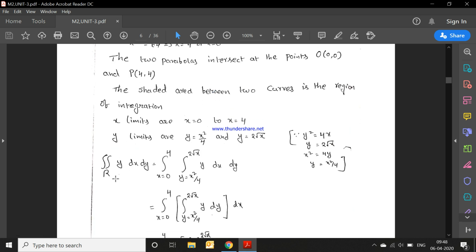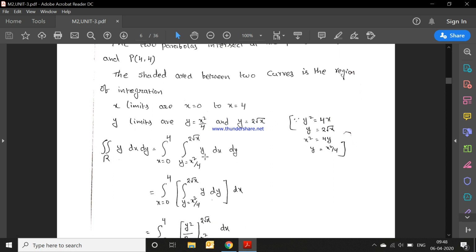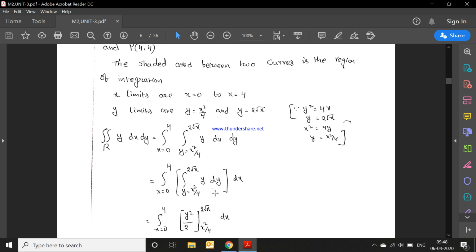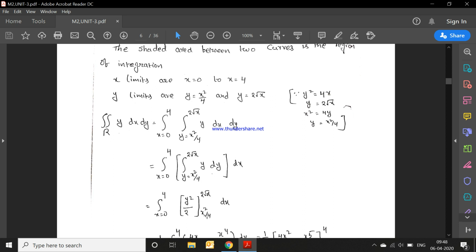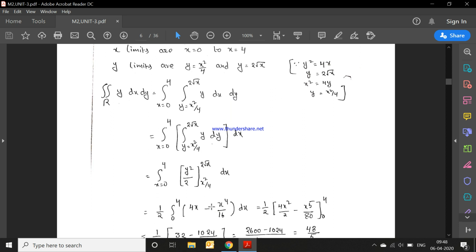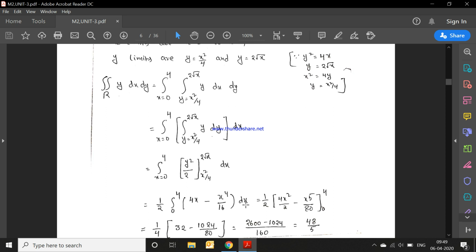So now the double integral over R of y dx dy is written as x is equal to 0 to 4, y is equal to x square by 4 to 2 root x, y dx dy. But we should integrate with respect to y first because the y limits are x square by 4 to 2 root x. So the y integration is y square by 2. Substitute the limits, and here 1 by 2 is a constant outside. For y square, the upper limit 2 root x becomes 4x, and for the lower limit x square by 4, y square means x square by 4 whole square, we get x power 4 by 16, into dx.